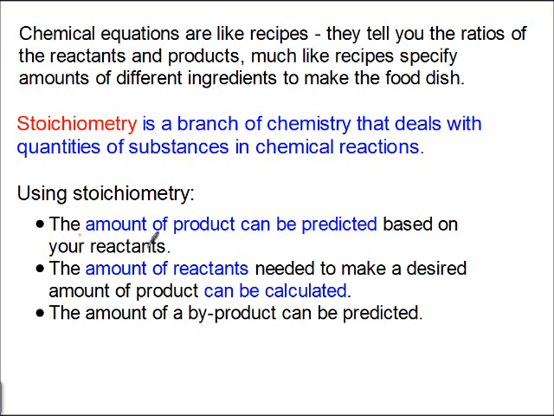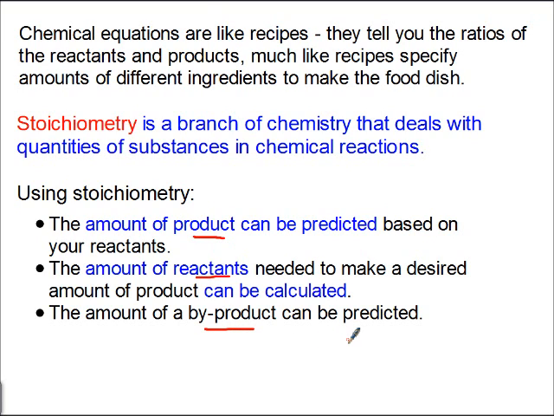So using stoichiometry, I can figure out the amount of product. If I know that I have 5 grams of copper, I can figure out how much product I'm going to make. I can figure out the amount of reactants. If I know that I want to make X amount of grams of magnesium chloride, I could use my balanced reaction to figure out how much reactant I need to make a certain amount of product.